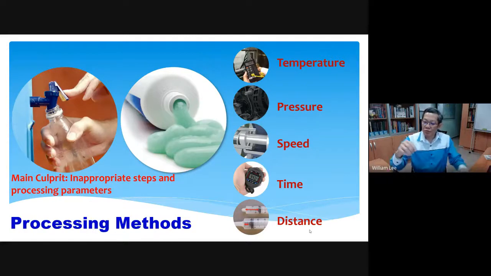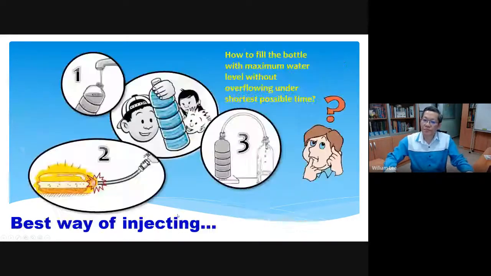Therefore, when it comes to workshop practice, you actually need to control the temperature, the pressure, the speed, the time, and the distance. Distance, for example, the shot volume, where the screw moves up to a certain value that allows you to inject sufficient material or not. And these are the 5 weapons for the molder to control, and that depends on the method that you use.